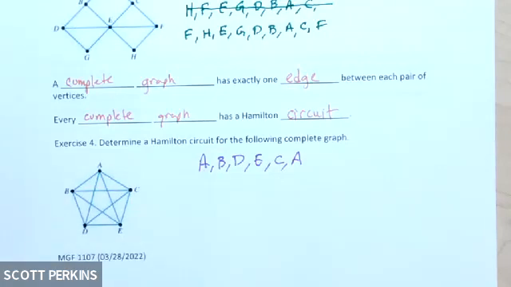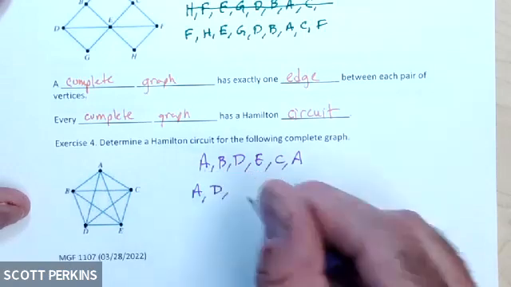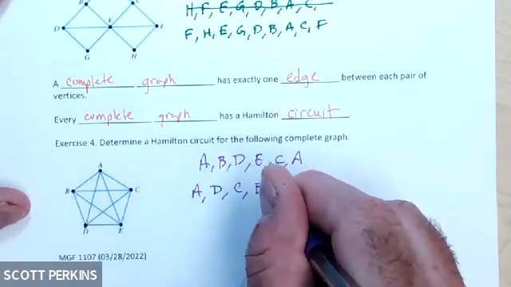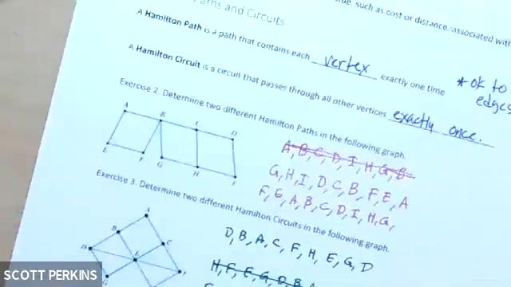How about another one? Who's got one? Go ahead. A, D, C, B. So yeah, following the star on the inside instead of the outside. Great. And there's any combination of those things that you can do. In fact, we could figure out how many Hamilton circuits there are on a complete graph. That is our next exercise.